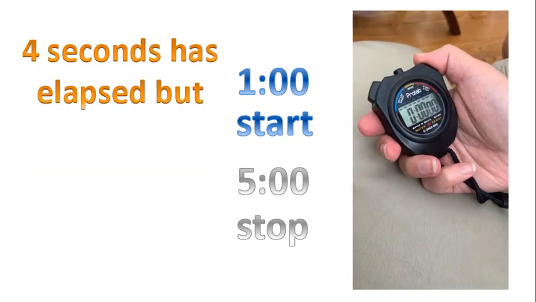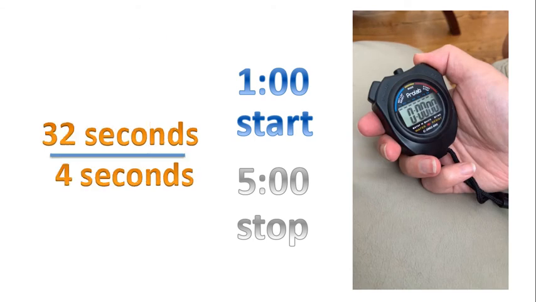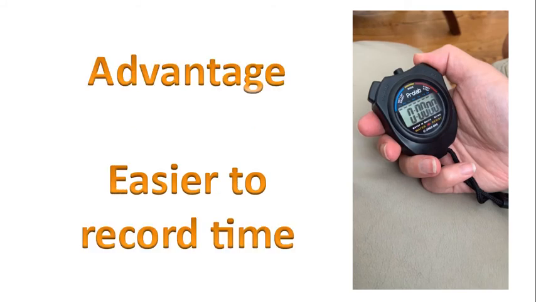So in this video, from 1 second to 5 seconds, a total of 4 seconds has elapsed. However, you probably recorded a time of around 32 seconds. Well, if we divide 32 by 4, we get a factor of 8. So whenever you record a video using slow motion on your personal electronic device, realize that the time has increased by a factor of 8. And so one of the advantages of recording videos using slow motion is that it's easier to record time.